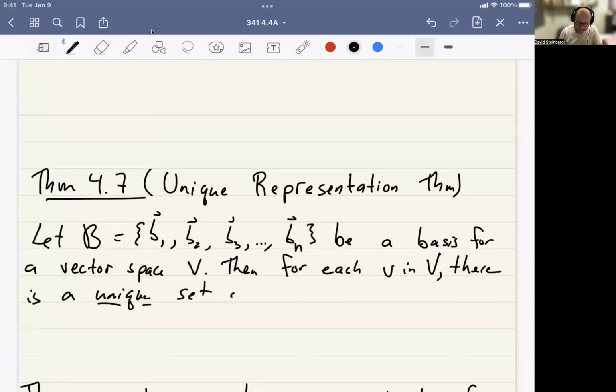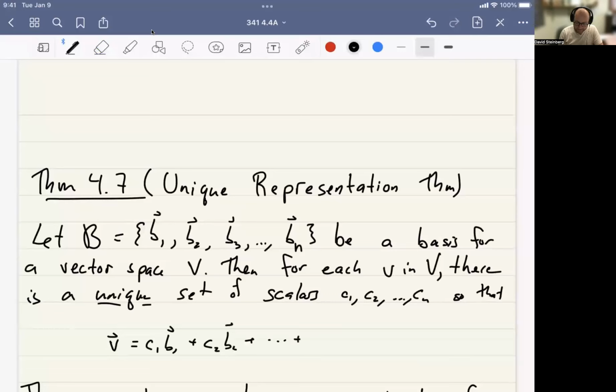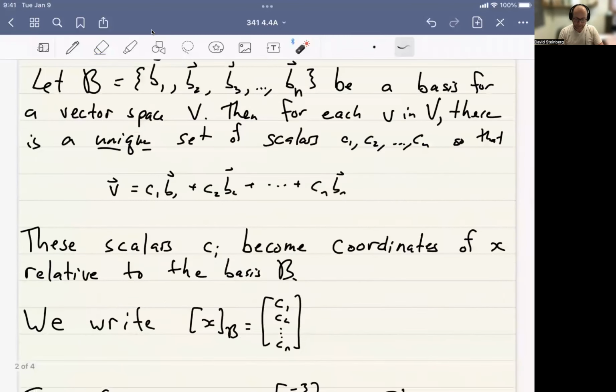set of scalars, we're calling them c1, c2 up through cn, with the property that our vector v is equal to c1 b1 plus c2 b2 plus all the way up to cn bn. So in other words, not just that we can have scalars that do this, but there's only one set of scalars that makes this work. And these are going to be the coordinates of v with respect to this basis B. Oops, I put x here, but I meant v.